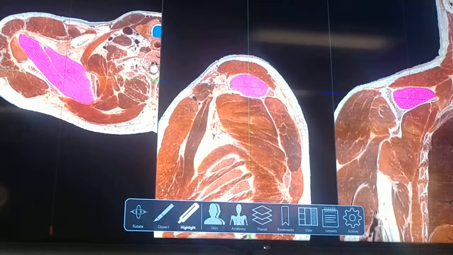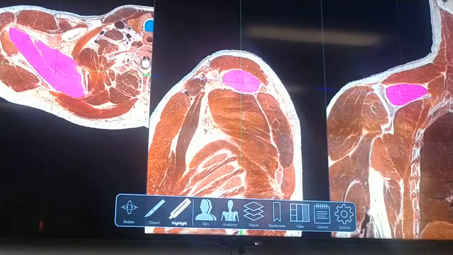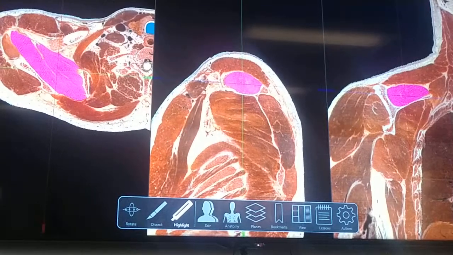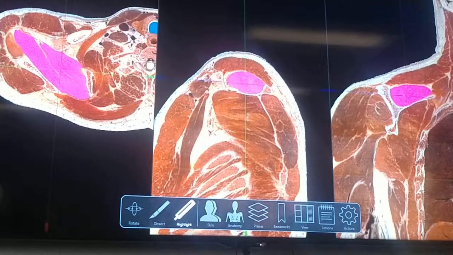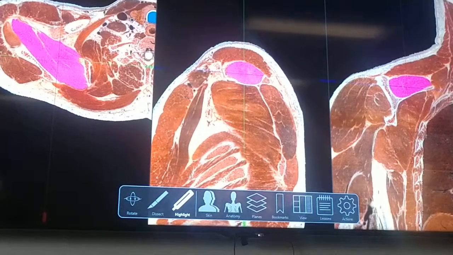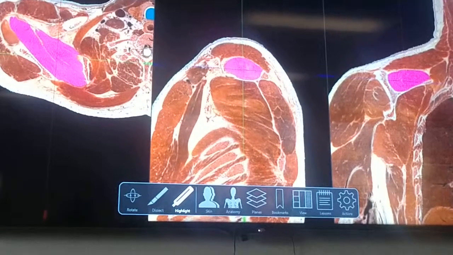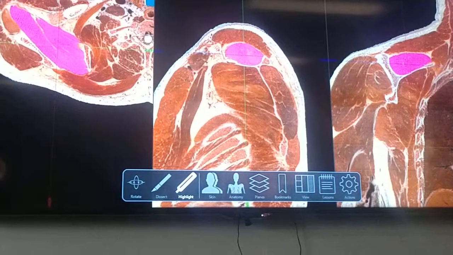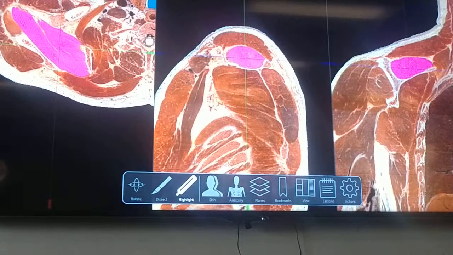All right, so what's its function? What's its action? Shoulder abduction, yes, the first 15 to 20 degrees or so of abduction of the shoulder. Who takes over after that? Deltoid. Right.